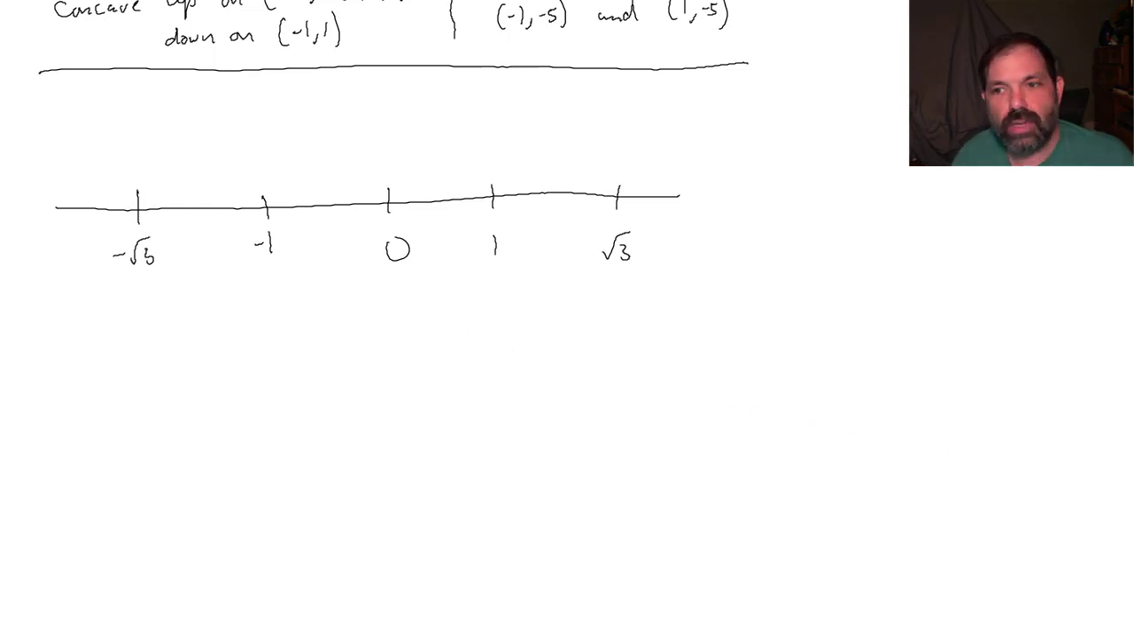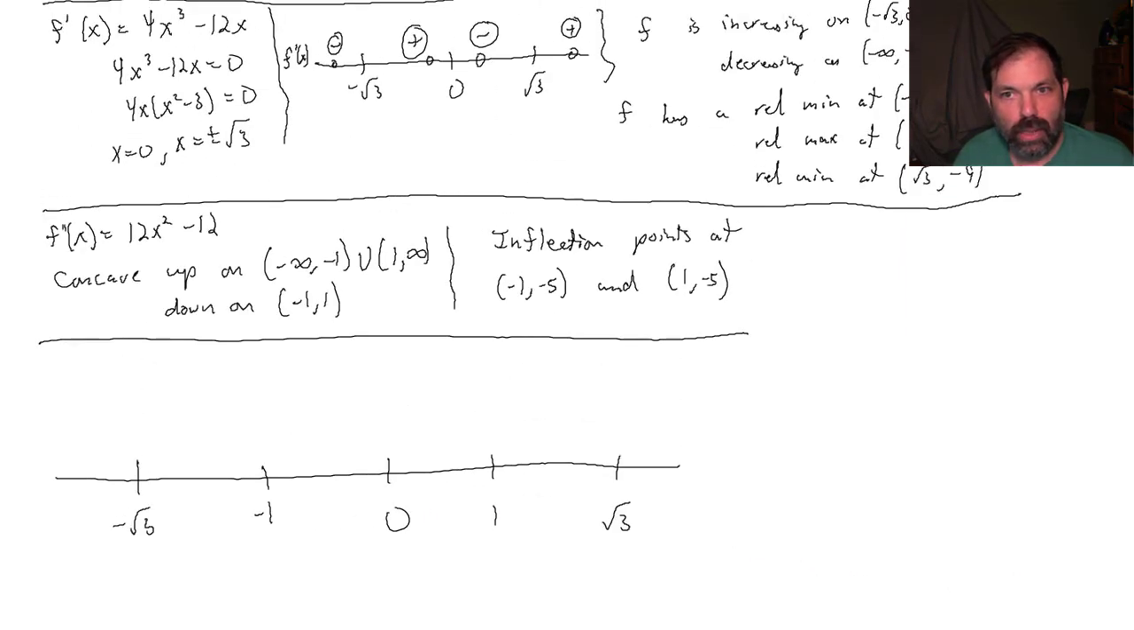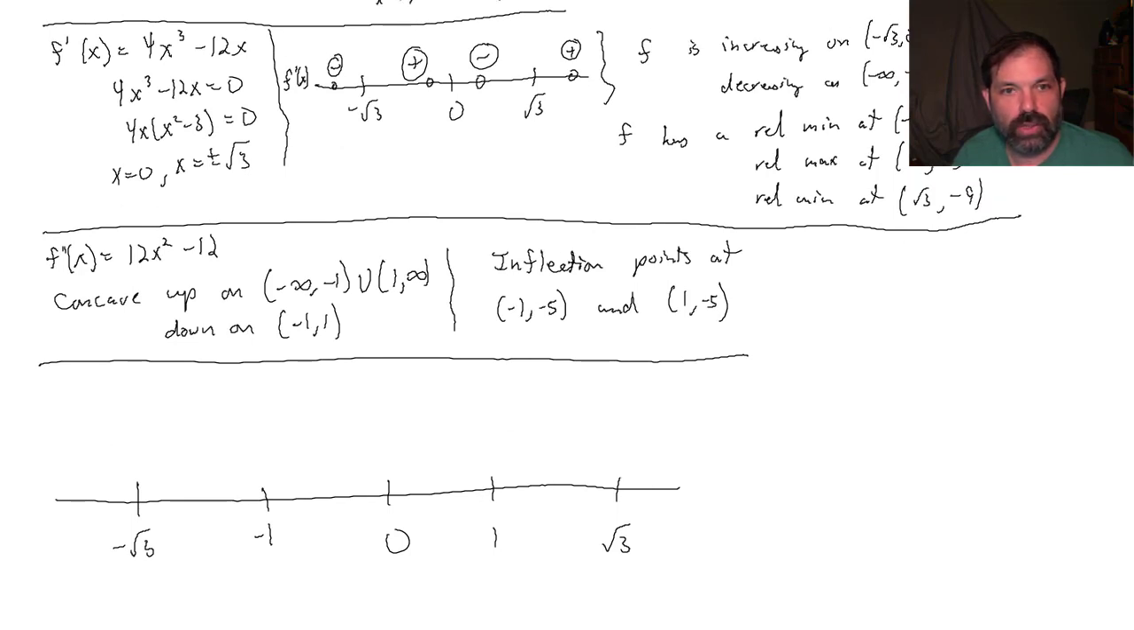And now what I have to do is think about the concavity and whether it's increasing or decreasing on each interval. Over negative infinity to negative root 3. Let's see, so let's go with the first derivative first. The first derivative was negative, and then it was positive all the way to 0. And then it was negative to root 3. And then it was positive again.